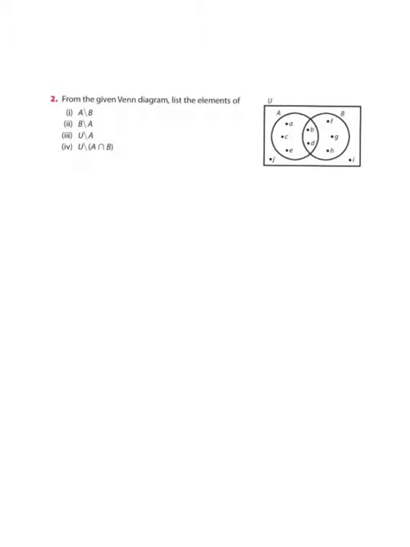Okay, going through this example here. It says, from the given diagram, list the elements of A less B. So we'll do that first. A less B, remember, is the part of A without B. So this is all of A, but I can't count B. So all of these are gone, especially the B and D. So what's left is A, C, and E.